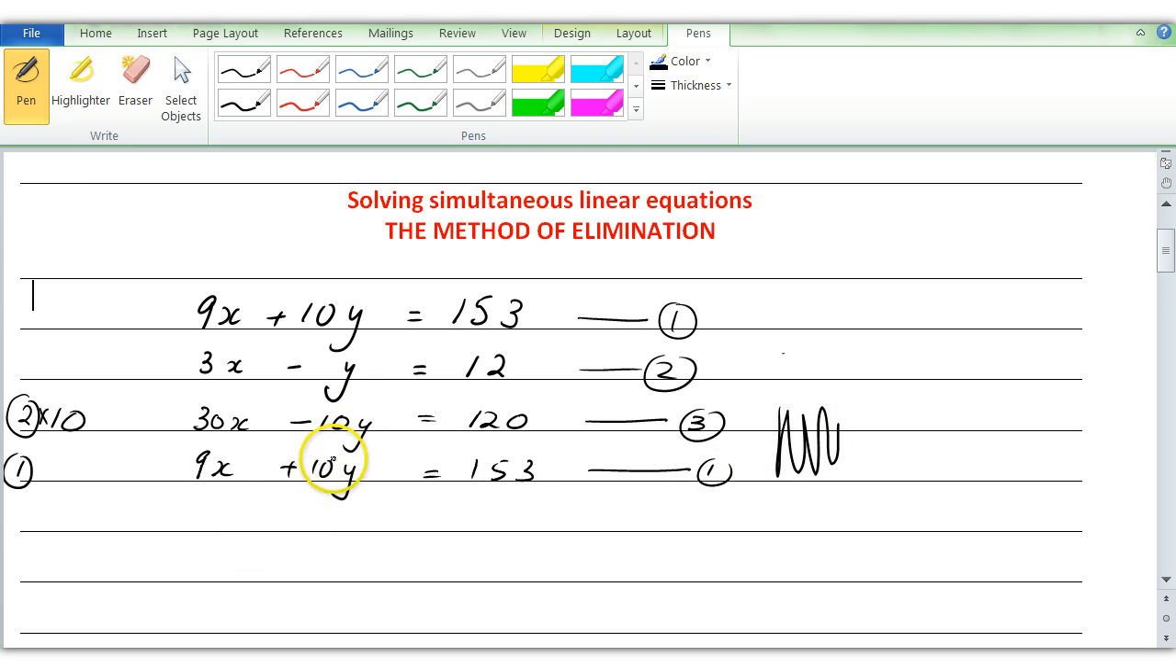What we notice is that if we combine these two equations, y will be eliminated because negative 10y and positive 10y will combine to give nothing. If that had been a positive 10y and that had been a positive 10y, we'd have to take one of these equations rather than add them. So we're going to add, because we know it's going to eliminate the y. So we're going to add equation 1 and equation 3. That and that gives you 39x, that and that gives you nothing, and that will give you 273.